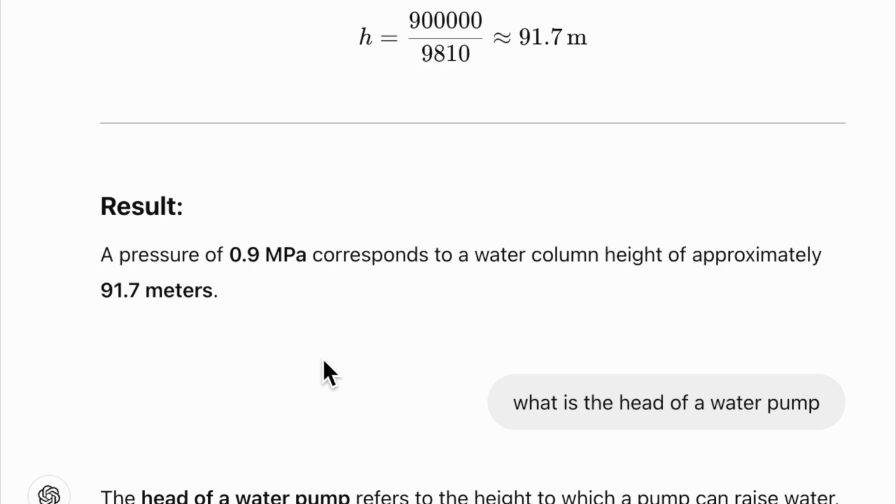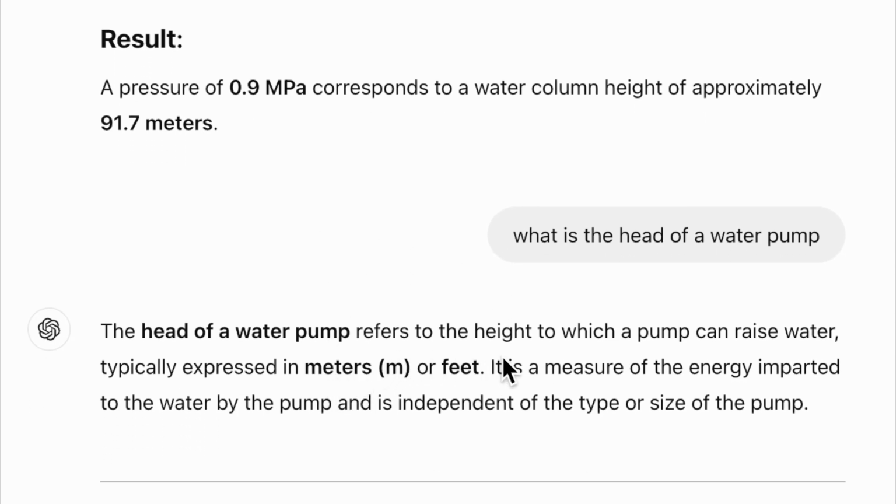Wow, that's a super height. That is a huge height of water. I actually don't think it's possible. But anyway, that's what it says the pump can do. Then I asked it to tell me what is the head of a water pump. The head of a water pump refers to the height to which a pump can raise water, typically expressed in meters or feet. So that is what we are trying to work out, is the head of this little water pump.